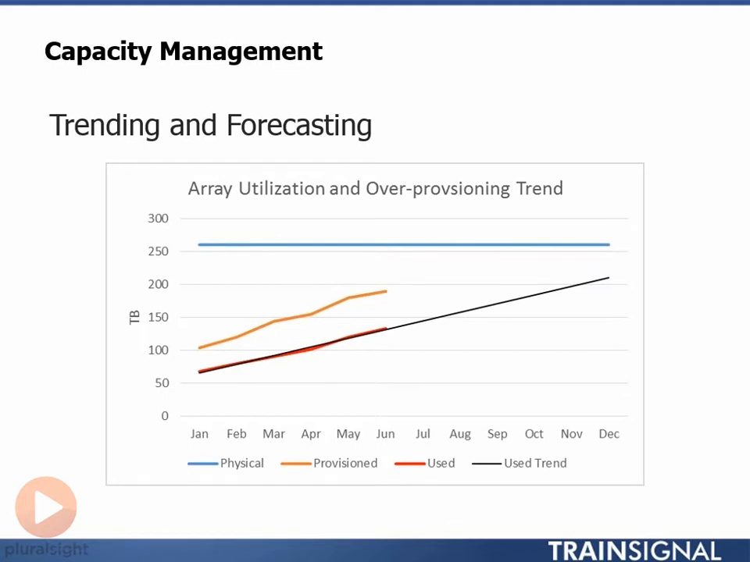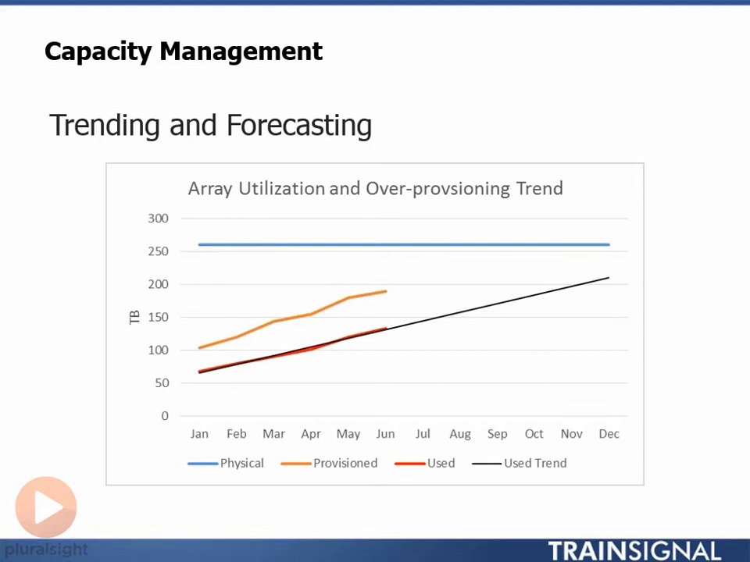What we now care about is how much capacity we've actually used. So we've moved our trend line from trending the provisioned line to trending the used line. And we can see that based on our current usage rates, we won't actually run out of capacity until sometime early next year.